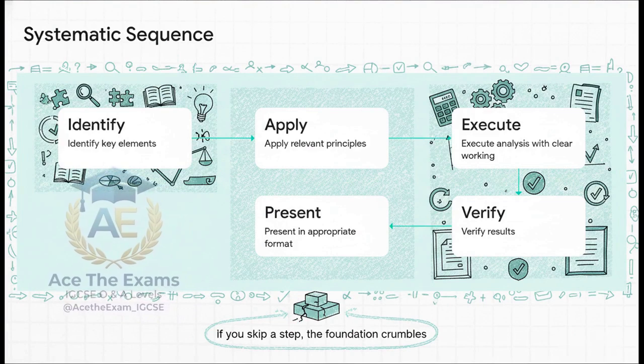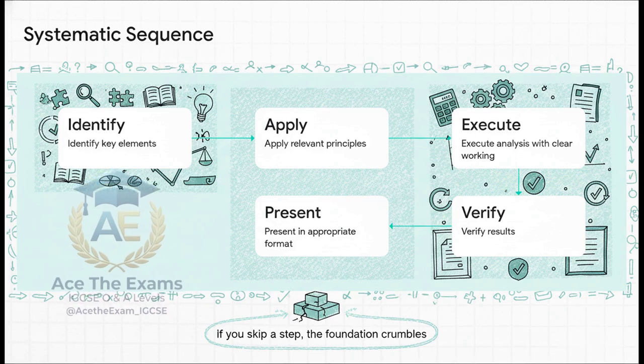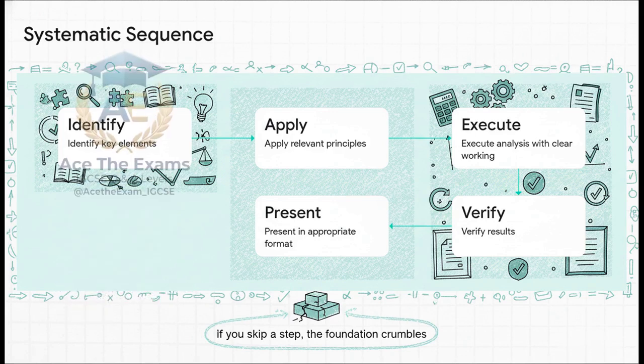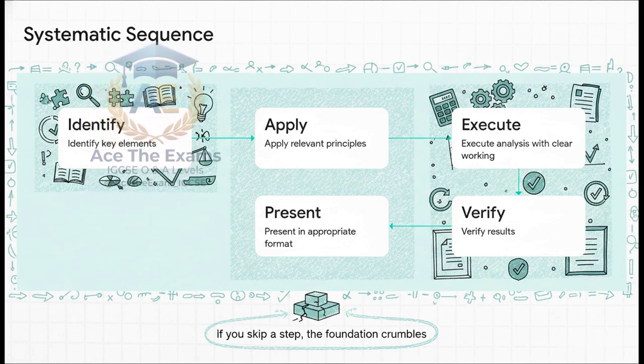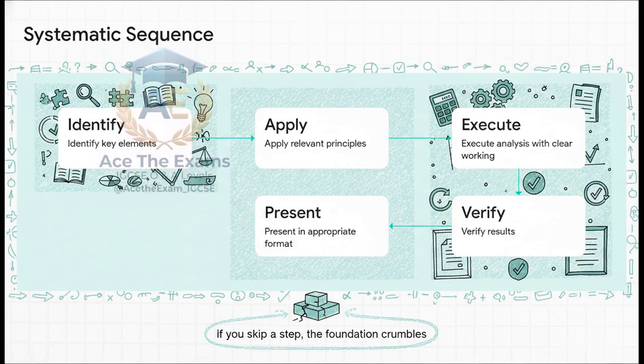Identify the key elements from the text or tables. You have to actively hunt for the source documents, the dates, and the hidden adjustments. Step 2, apply the relevant accounting principles. Are we dealing with accruals, prepayments, the prudence concept, or the matching principle? Step 3, execute your analysis, and please, I cannot stress this enough, show clear working.